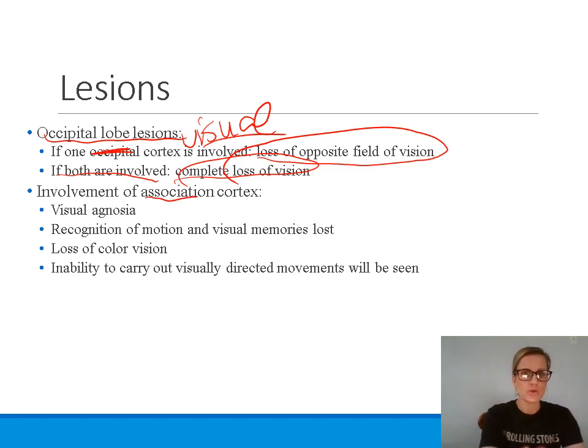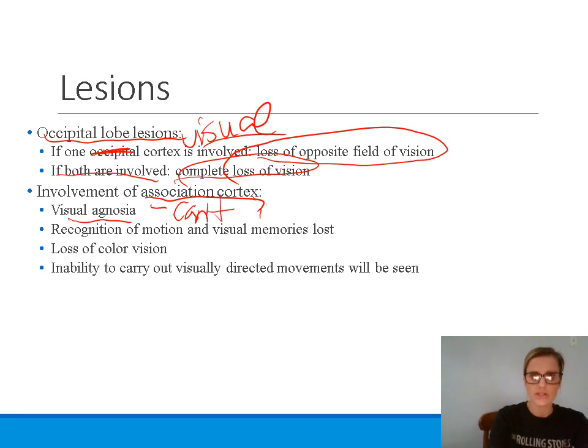If the visual association area is what is impacted, then you can see. You still have raw information coming into the primary cortex, but you can't make any sense of it. So that results in visual agnosia, which is an inability to interpret what is seen.